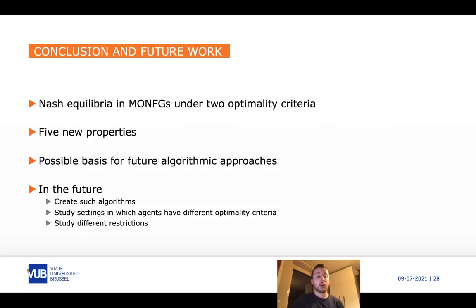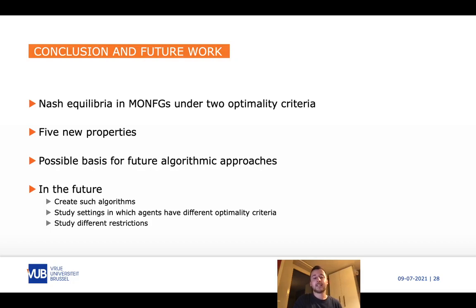All right, so that brings us to our conclusion. I want to leave you all with a conclusion and maybe some directions for future work. In this paper, we've taken a look at Nash equilibria in multi-objective normal form games under 2 optimality criteria. And specifically, we have proven 5 new properties relating to the occurrence and relationship of Nash equilibria, and specifically also about pure strategy Nash equilibria under both criteria. Now, we hope that these new insights and proofs give a possible basis for future algorithmic approaches, and in the future we actually want to create such algorithms.